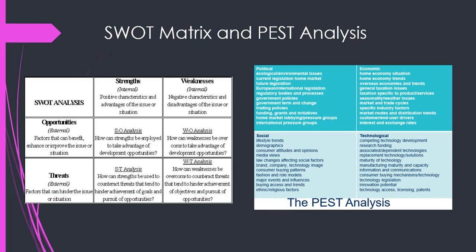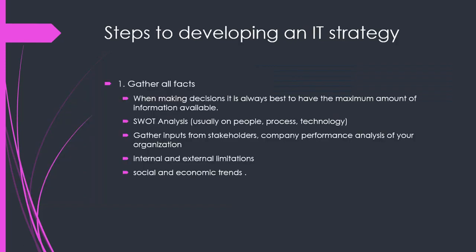So we have looked at the strategic planning process and SWOT and PEST analysis. Let's quickly go through a summary of these things, or some tips and suggestions that can be used when coming up with an IT strategy. So as we said, number one, gather all facts. You need to know everything and everyone.